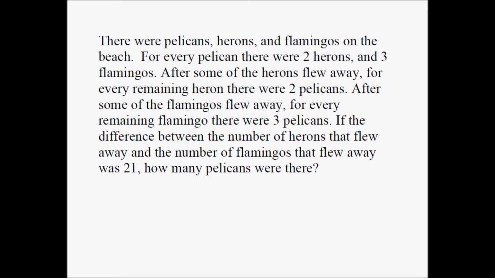There were pelicans, herons, and flamingos on the beach. For every pelican, there were 2 herons and 3 flamingos. After some of the herons flew away, for every remaining heron, there were 2 pelicans. After some of the flamingos flew away, for every remaining flamingo, there were 3 pelicans. If the difference between the number of herons that flew away and the number of flamingos that flew away was 21, how many pelicans were there?